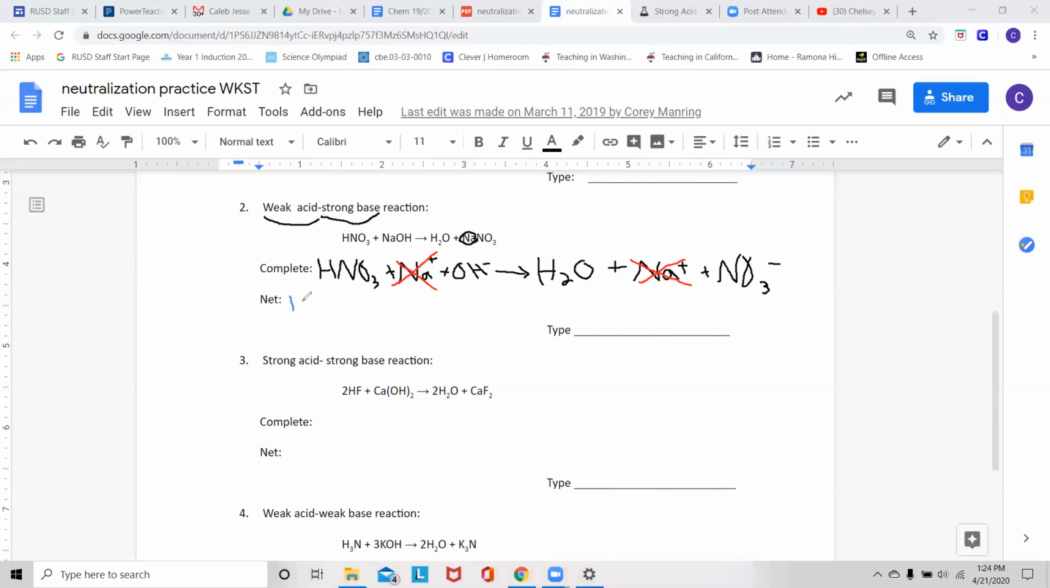So we're going to have our HNO3 plus our OH minus. And then that's going to yield our water and our nitrate.